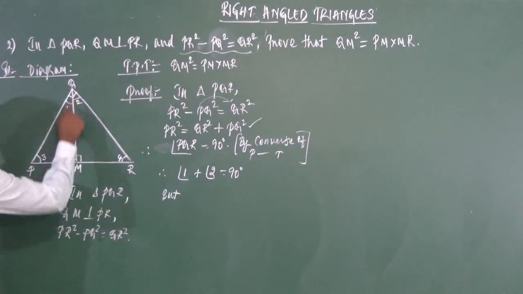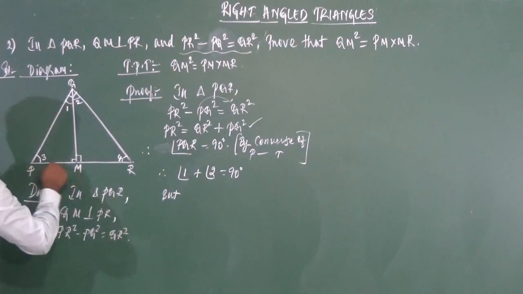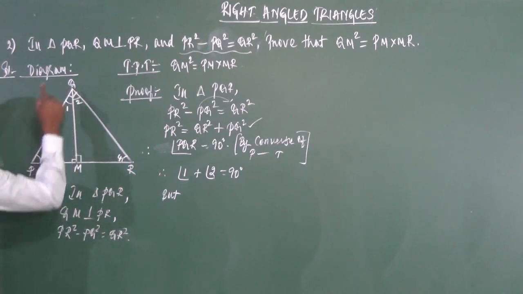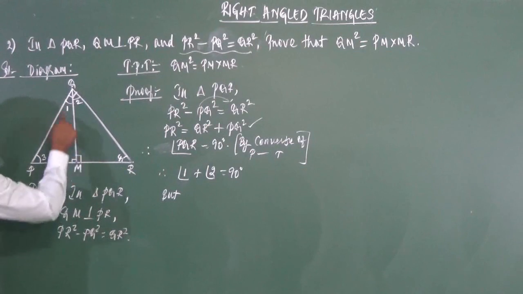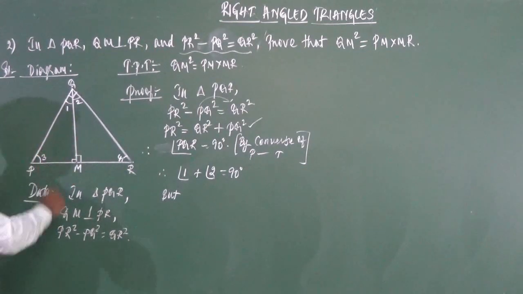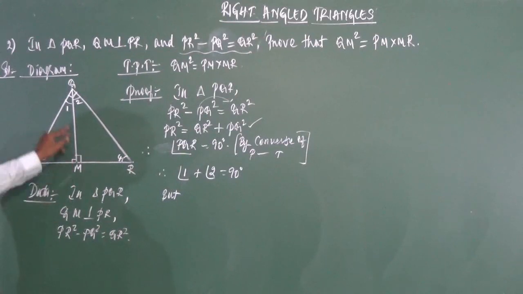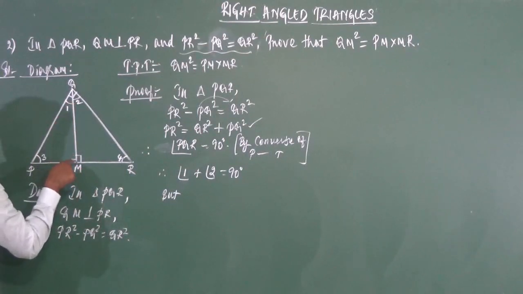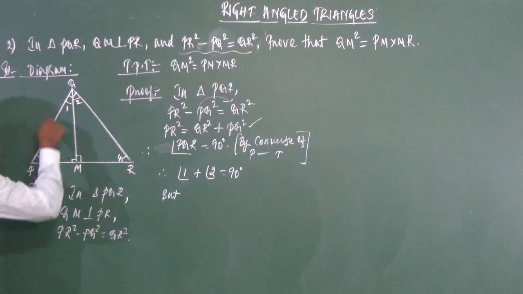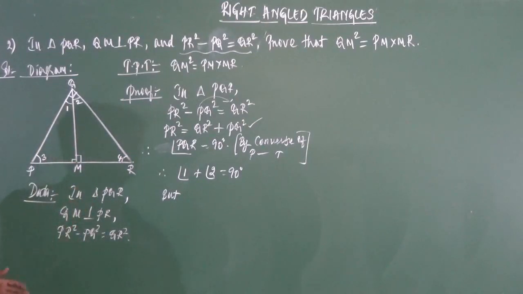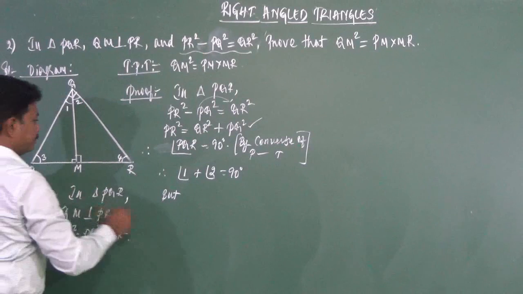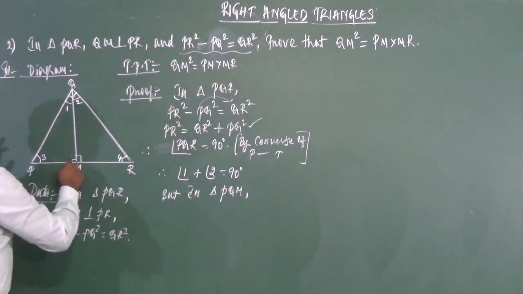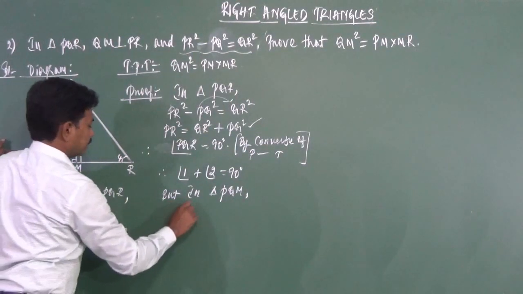But as QM is perpendicular to PR, in triangle QPM, this angle is 90 degrees. So therefore this angle plus this angle should be equal to 90 degrees, because the sum of all the angles in a triangle should be equal to 180 degrees. So among the sum of these three angles, already one of the angles is 90 degrees. Then the sum of the remaining two angles should be equal to 90 degrees. So therefore, in triangle PQM, angle 1 plus angle 3 is equal to 90 degrees.